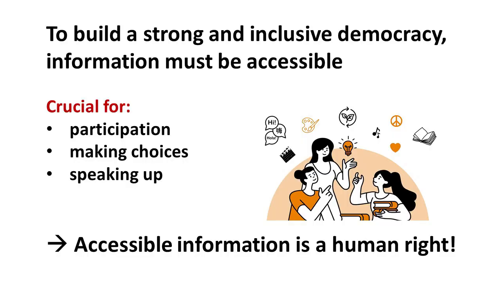So to build a strong and inclusive democracy, information must be accessible. It's crucial for participation, it's crucial for making choices, and it's also crucial for me to be able to speak up. Because if I don't know what it is to talk about, if I don't know what to choose between, how can I then make choices? And accessible information is actually a human right.